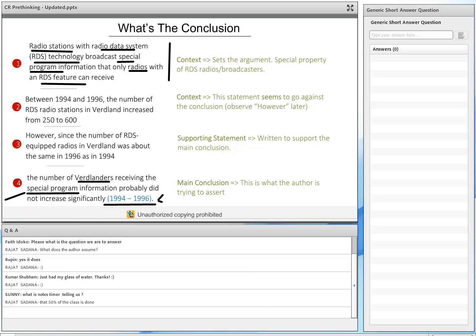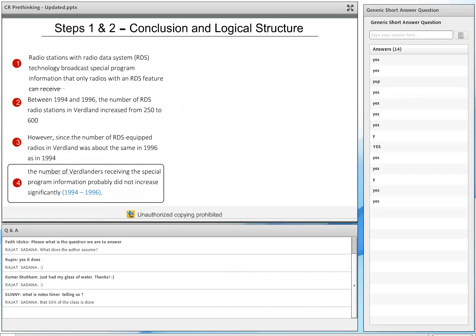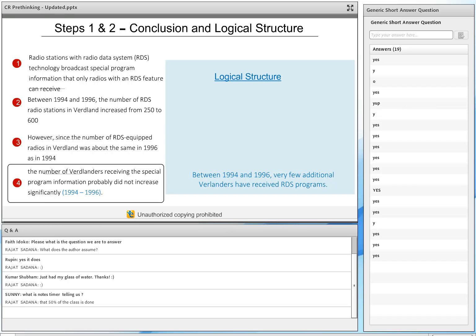If you don't have one, you can't have special programs. Do you guys understand this? Simply English. I'm just translating the English into a set of necessary conditions. Okay, so let's draw the logical structure. What is the author saying?